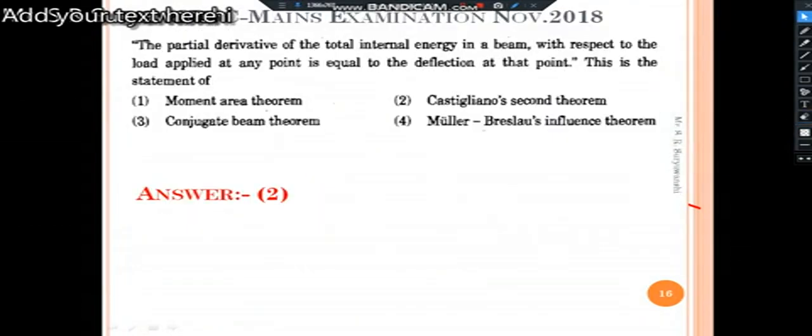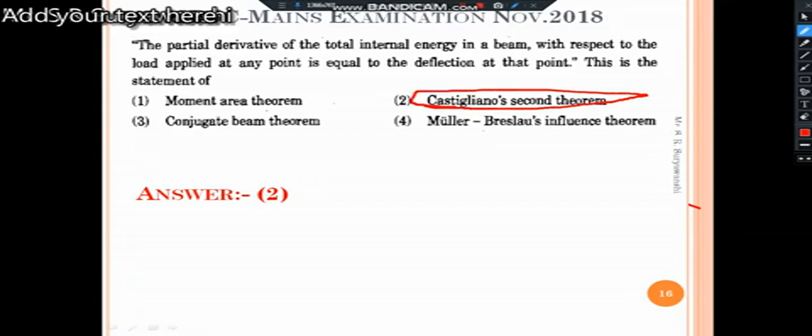The partial derivative of total internal energy in a beam with respect to the load applied at a point is equal to deflection at that point is the statement of. So this is the statement of strain energy Castigliano's second theorem for the deflection. Option 2 is the answer.